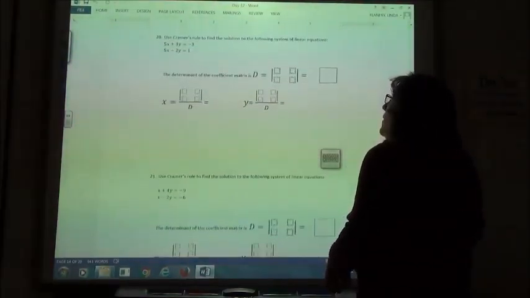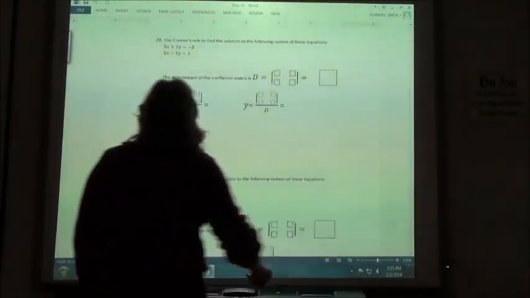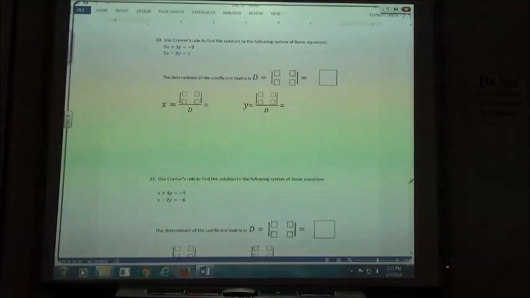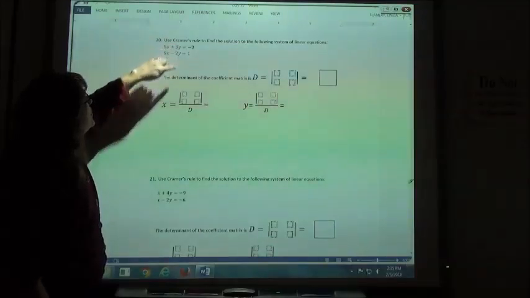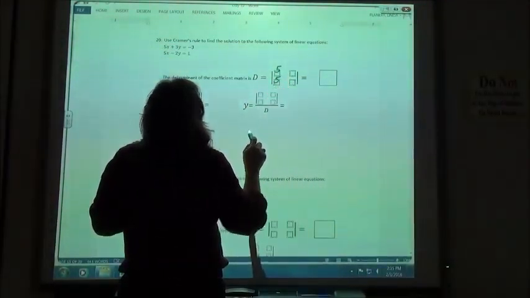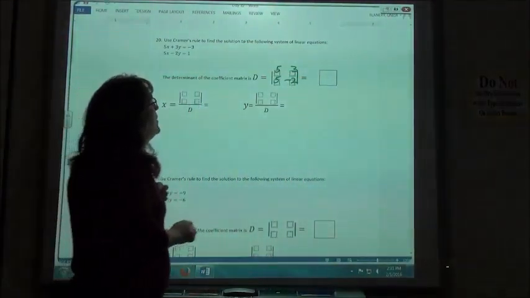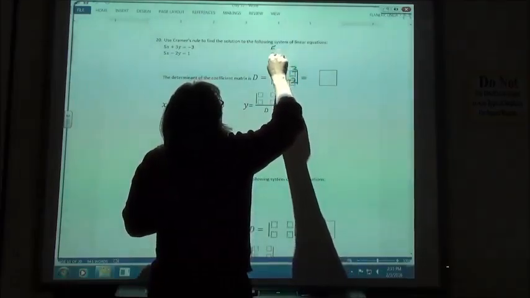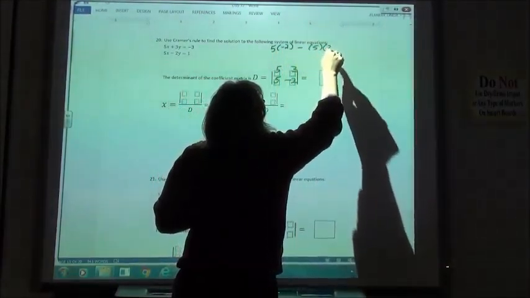There we go. Number 20, again, we're going to use our Cramer's rule to find the solution of our system of equations. First determinant, determinant D, we're using the coefficients of the x's and the coefficients of the y's. So 5 and 5 go in my x column, 3 and -2 go in my y column. Doing my cross product, 5 times -2 minus 5 times 3.